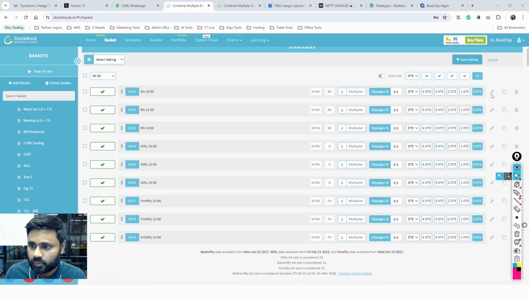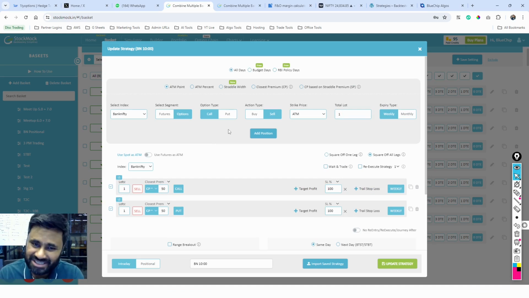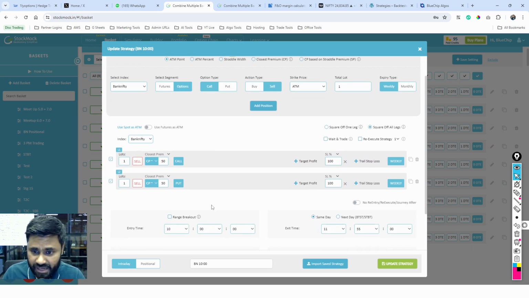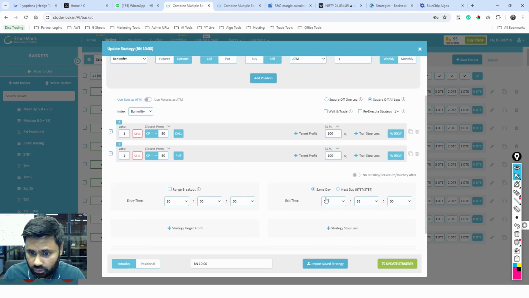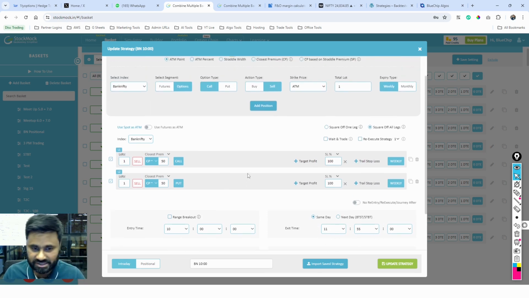Okay, so this is just an example, guys. You can change all the times, you can change the premiums, you can enter at ATMs and all that, but I am just giving you some idea how to develop the strategy, how to create your own strategies. So this is for Bank Nifty. We are entering at 10 o'clock till 12 o'clock. I have put 11:55 just to give a 5 minute difference between the first set and second set.